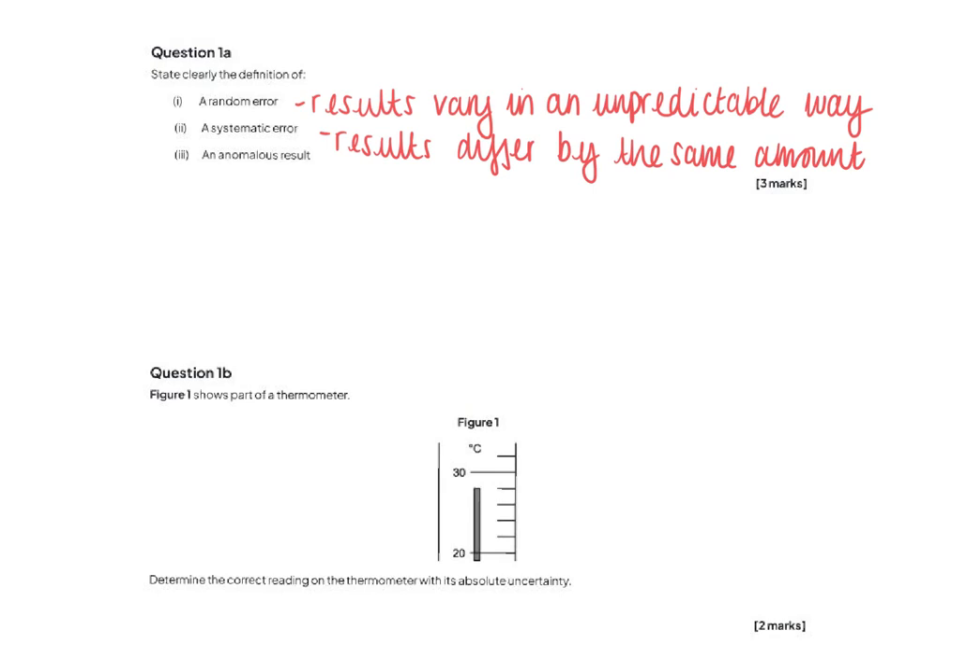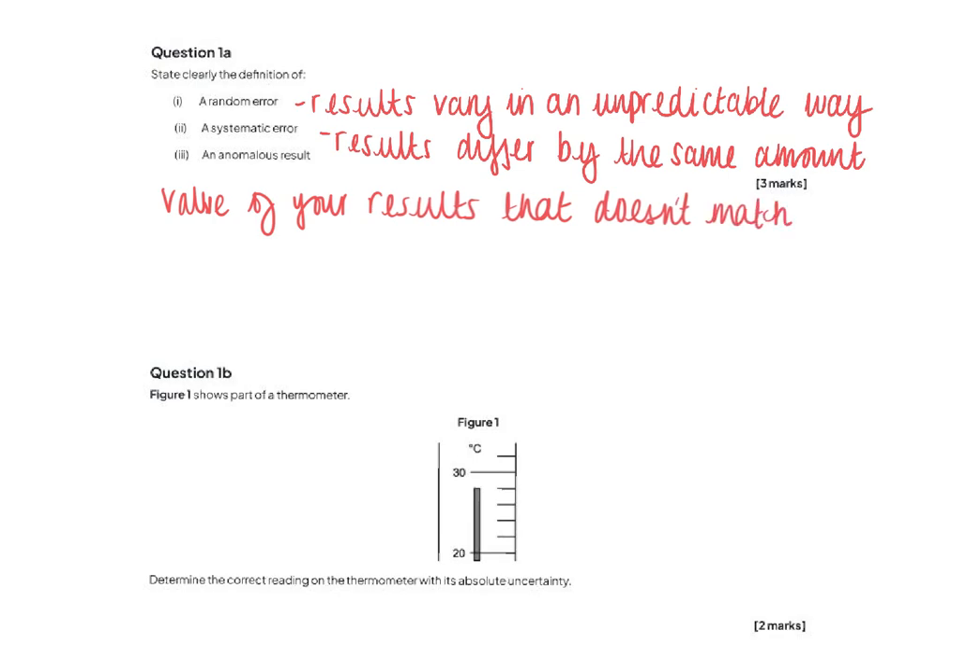And the final definition is an anomalous result, and that is when you have a value of your result that doesn't match the pattern. Most easy to spot when you've created a graph and there is one result that does not fit your line of best fit. On to 1b.